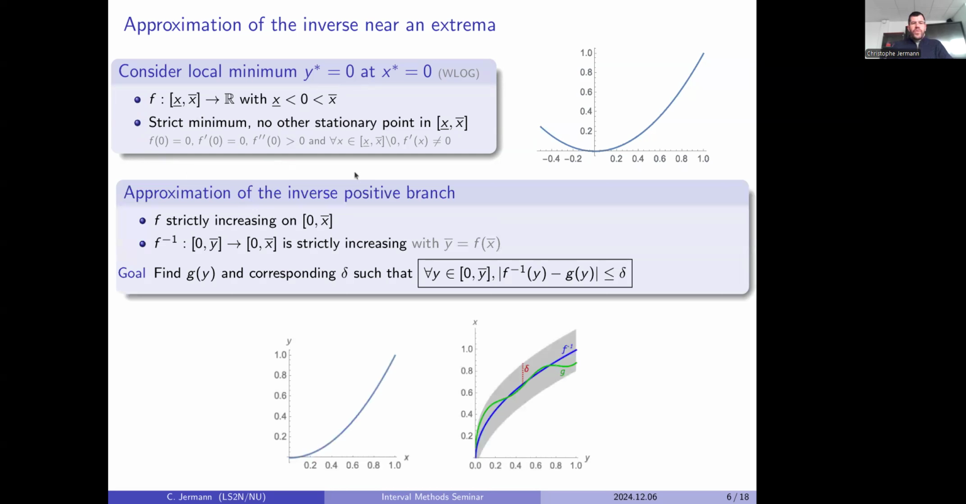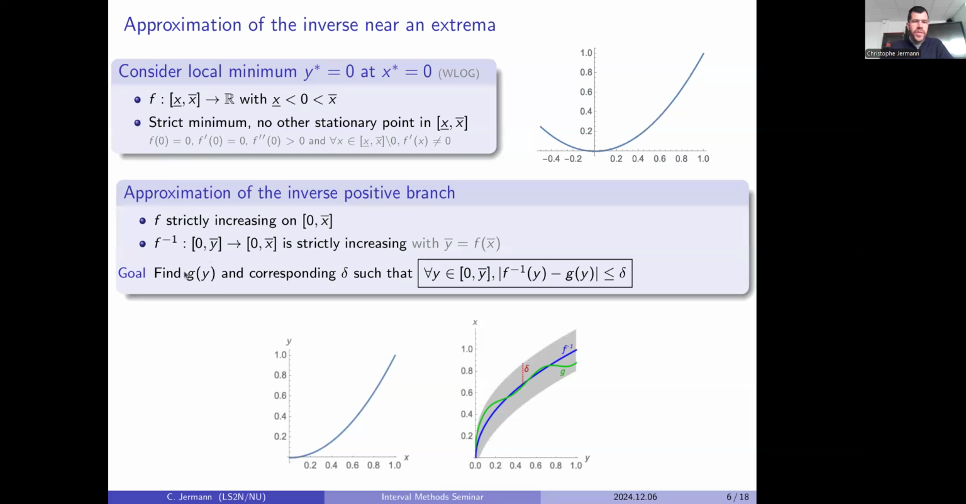What we do first is just consider half the domain. We split it at 0, and we'll consider only the inverse on the positive branch. Since f is strictly increasing on this branch, the inverse is also strictly increasing, and the maximum is attained at the bound of the interval.